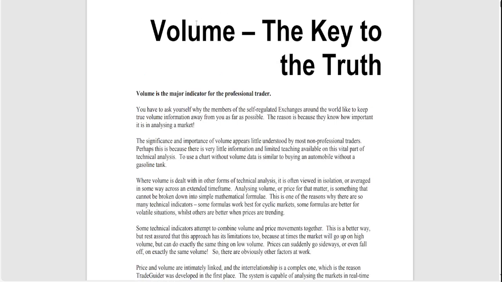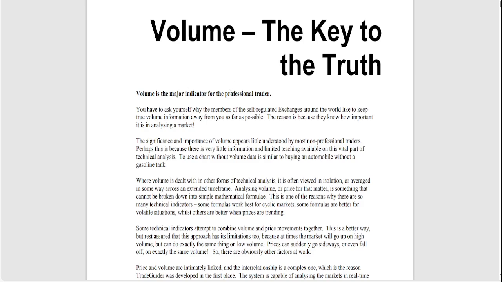Now volume is the best indicator of the market. If you are not using volume, you are nothing. You should use the volume indicator. You don't need anything else. You just need a candlestick chart and volume. That's it. Volume is a leading indicator, a major indicator.